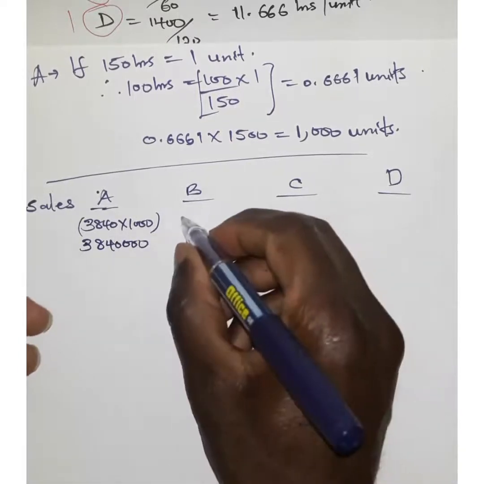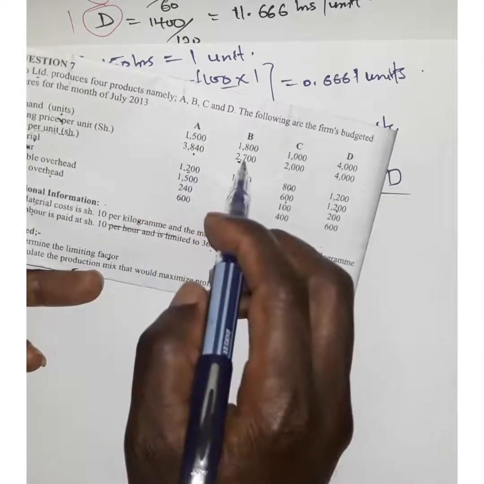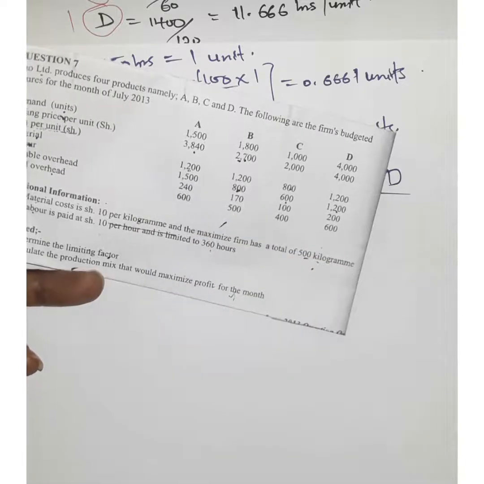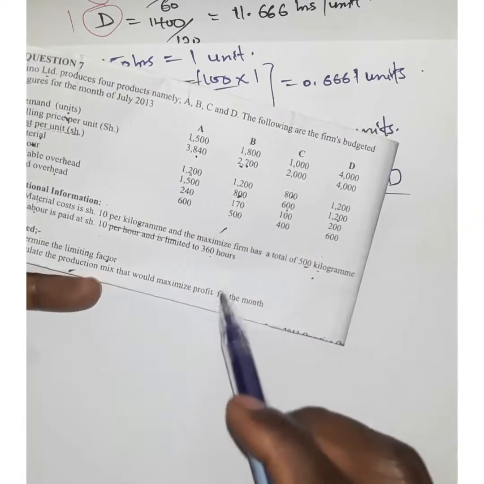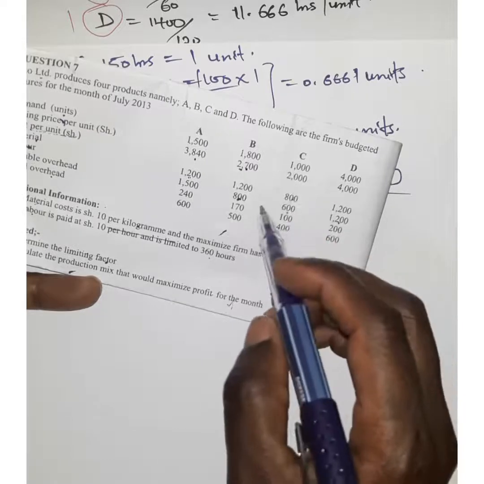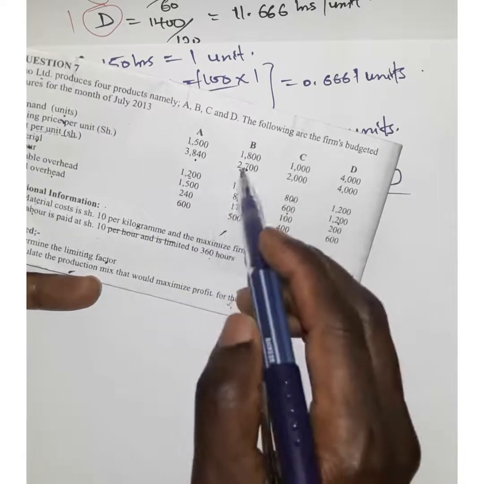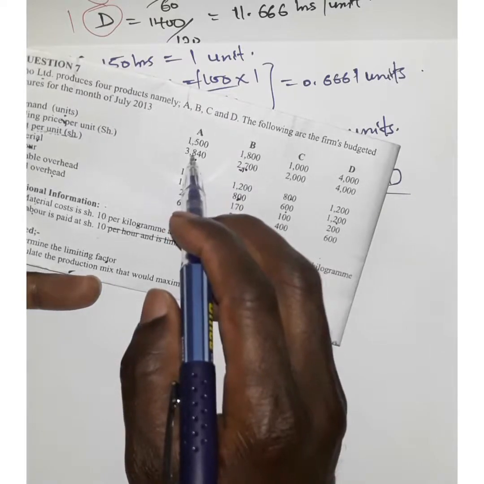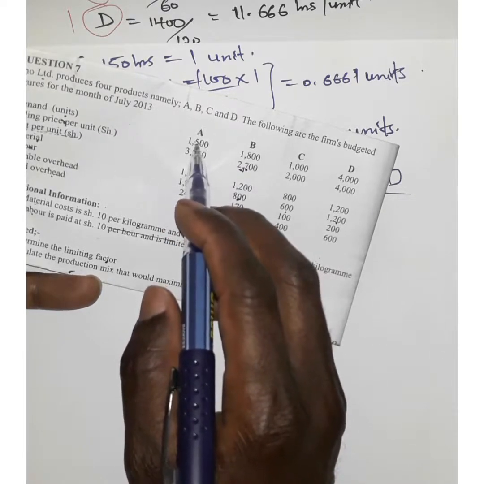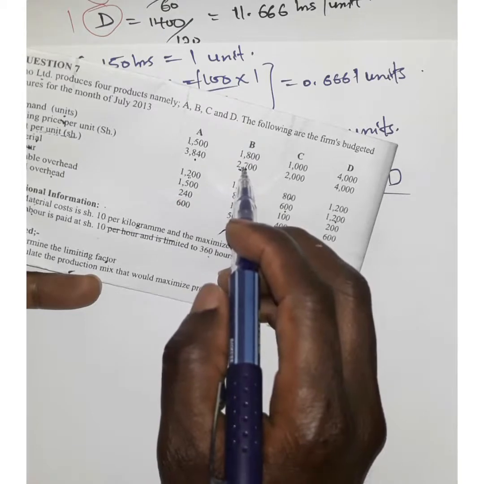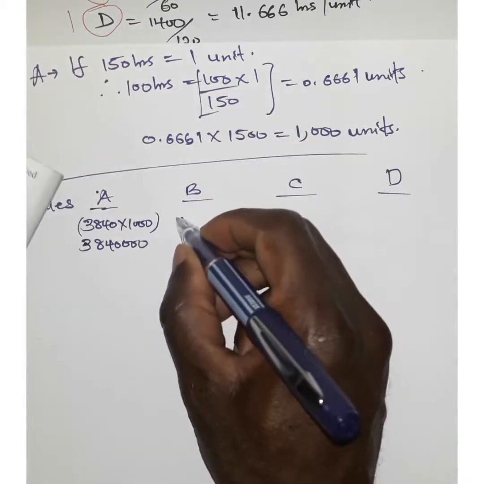For B, it should be the selling price, which is 27. So B should be 27 times how much? The demand. We sell as per the demand, but in this one we sell as per the units required, which is not 1500, instead it was 1000. So B should be 27 times 1800.